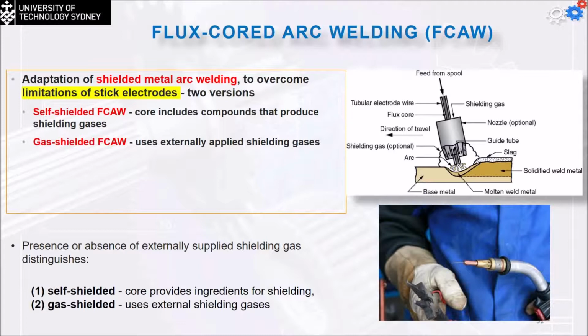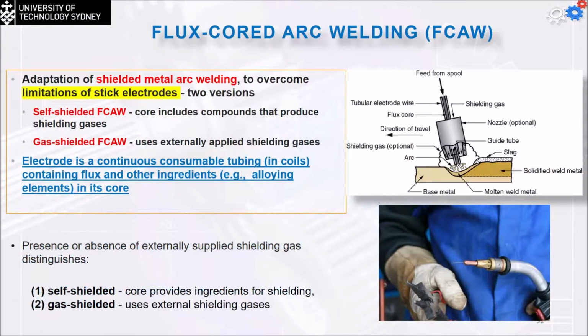The presence or the absence of the external supply shielding gas distinguishes the self-shielded from the gas-shielded type. Now, this method is called electrogas welding. It's not much different from the other methods, which actually use an electrode that is melted due to the electricity. But in this case, we're going to have something called the welding mold or shoe.